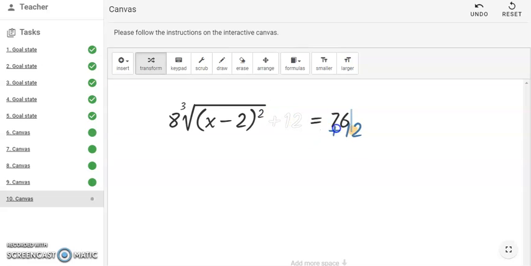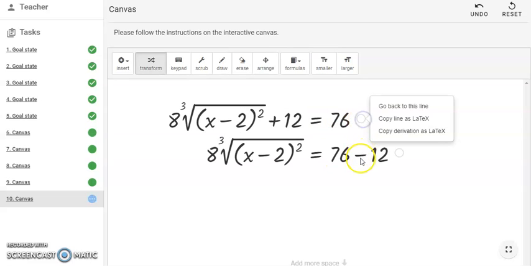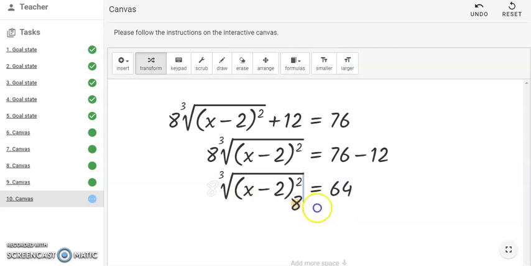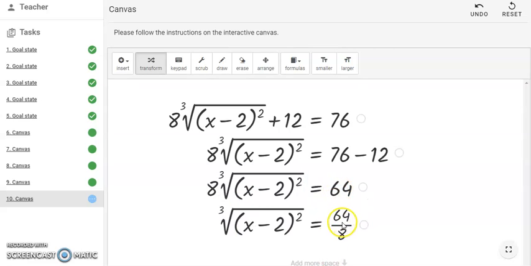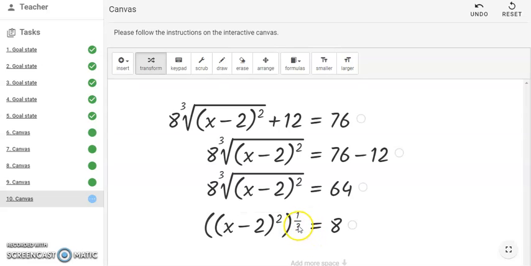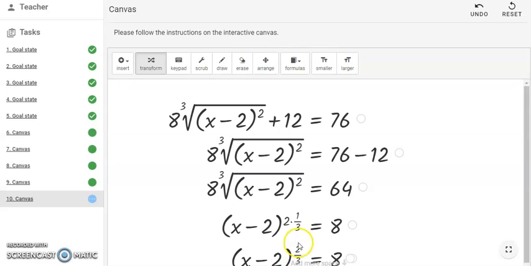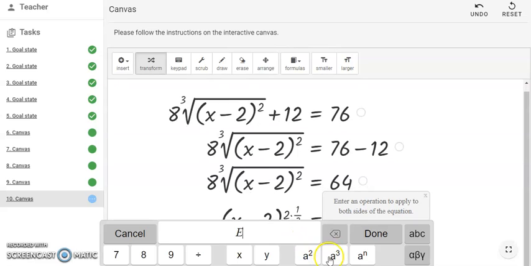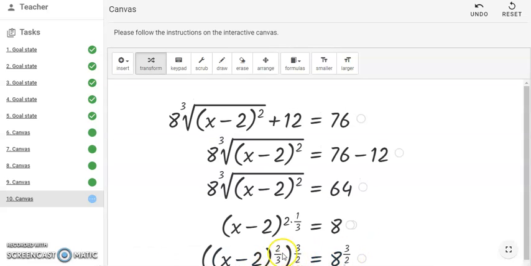So first step is going to subtract 12 from both sides. And then we're going to divide both sides by 8. Move the 3 out in front here so we get an exponent of 1/3. So we're going to multiply 2 times the third, so the exponent is 2/3. If I click on the equal sign, I'm going to multiply by an exponent of 3/2. And that will give me an exponent of 1.